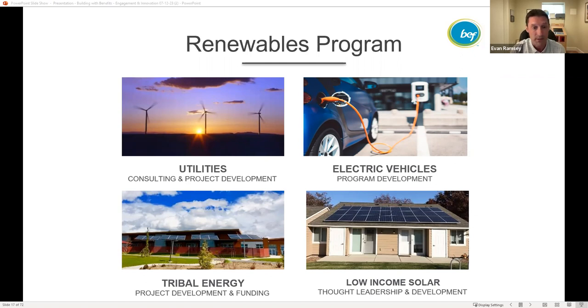So we will help those utilities advance their renewable energy goals, whether it's community solar, biomass, low-impact hydro, other technologies. We've also expanded over the years into electric vehicle programming, assisting our utilities and the communities they serve with vehicle electrification. We've done a number of tribal renewable energy projects over the years and have been really honing and expanding our focus on benefiting low-income households via solar over the past 8 or so years.